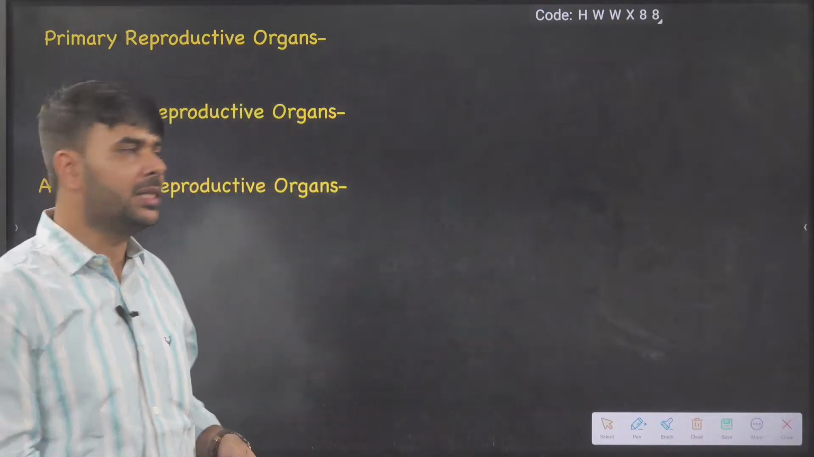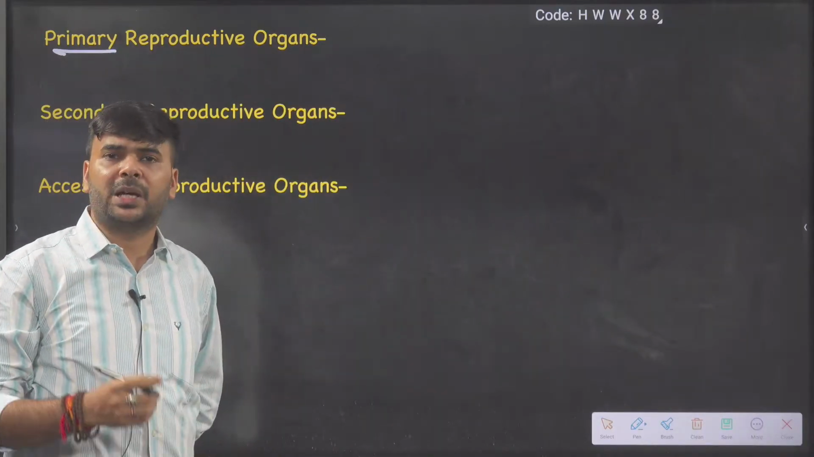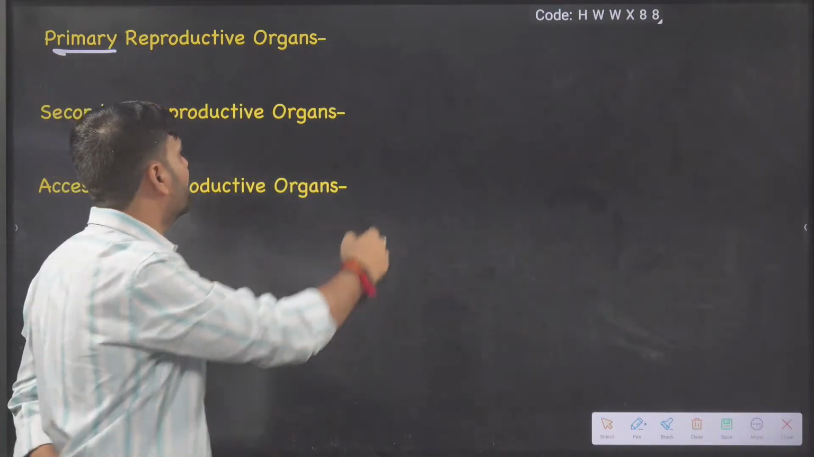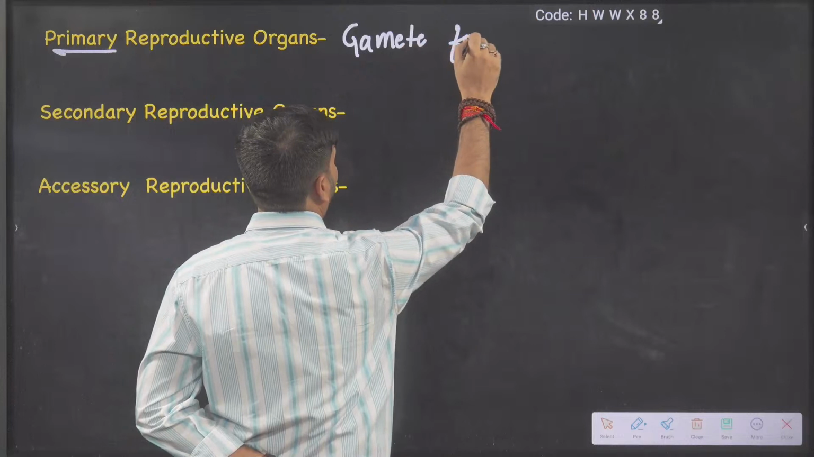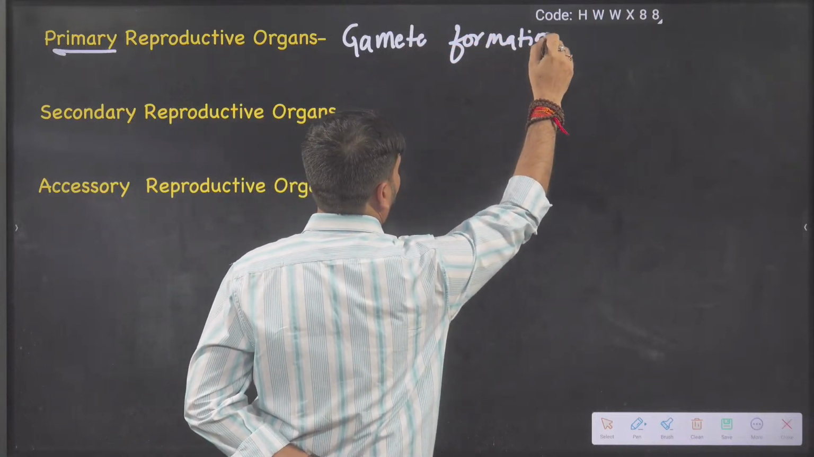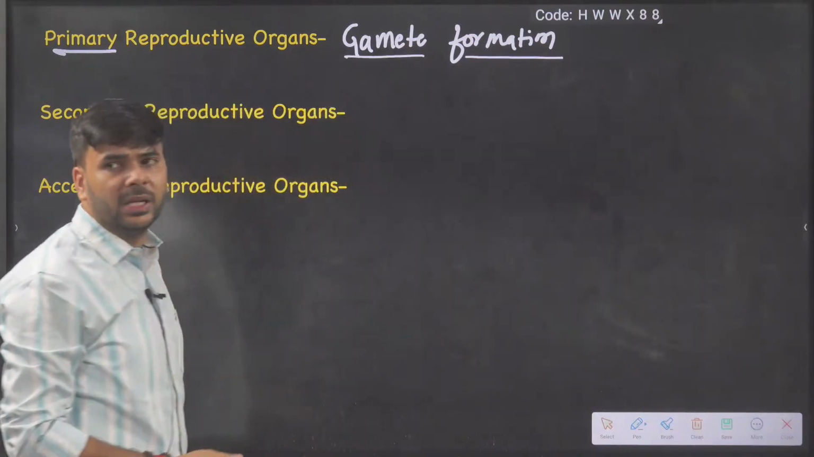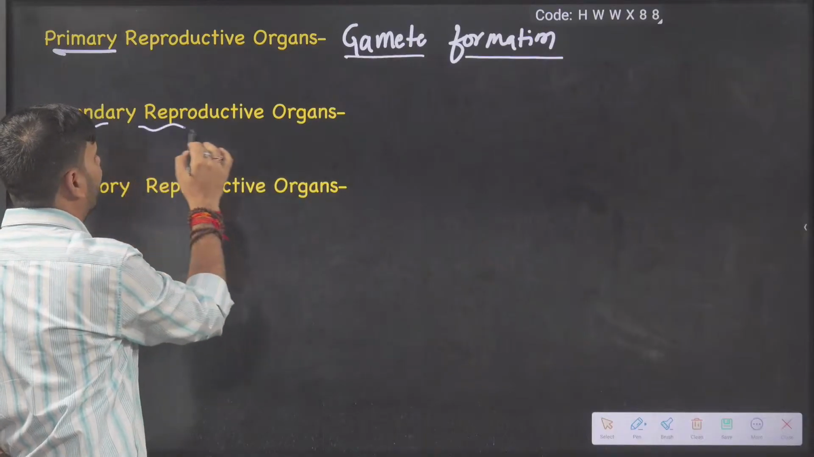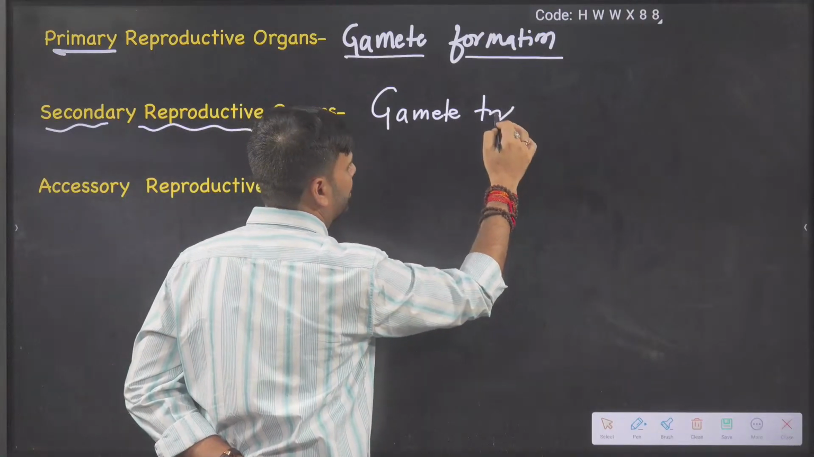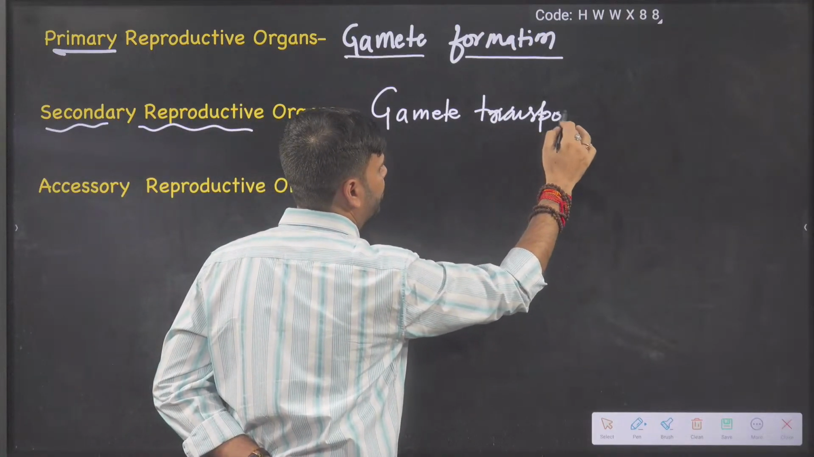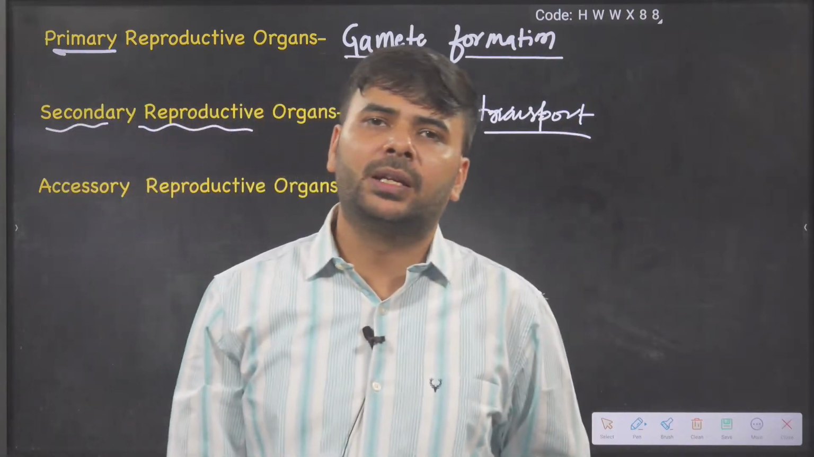Very good. Primary, testes. So why do we call testes the primary reproductive organ? The answer is, primary reproductive organs are those organs which are responsible for gamete formation. Gamete forming organs are primary reproductive organs. Secondary reproductive organ, gamete transport. Any organ responsible for gamete transport is called a secondary reproductive organ.